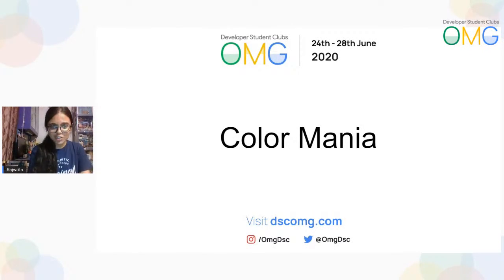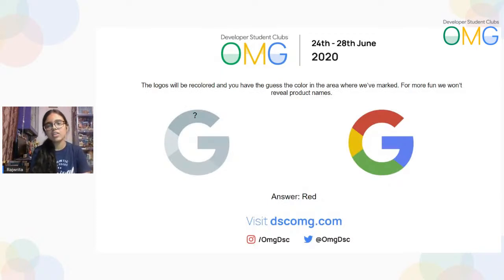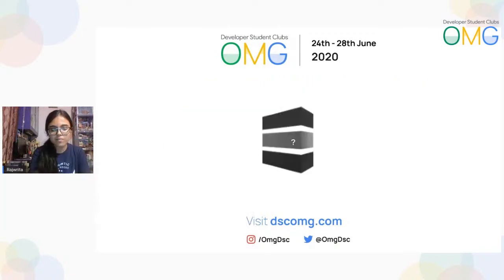As the name suggests, this game is Color Mania. The logos will be recolored, and you have to simply guess the color in the area where we've marked it. But to not make it so simple for you and to keep a little bit of suspense, we will not reveal the product name. So you really have to put your brains into this now. The first question, guys: the area where the question mark is, what is the color that should be there?